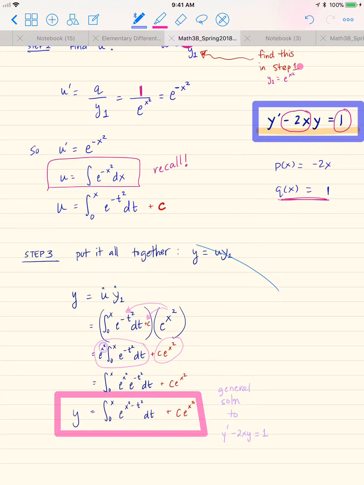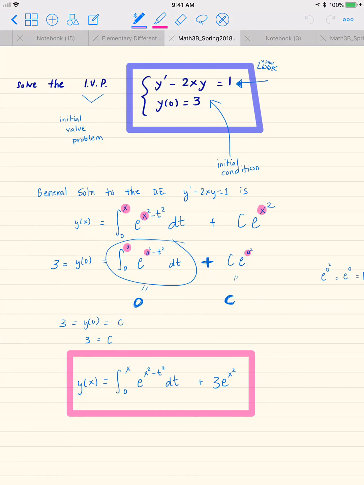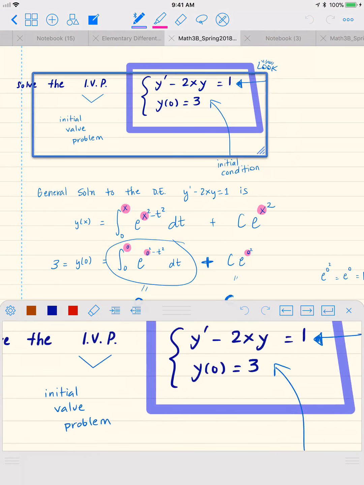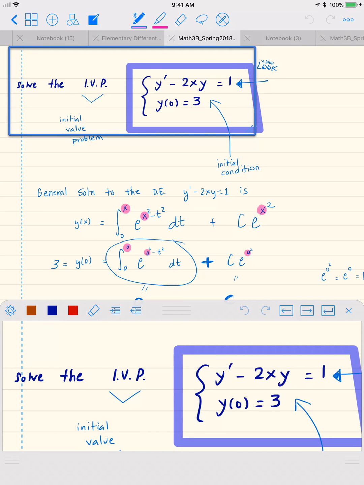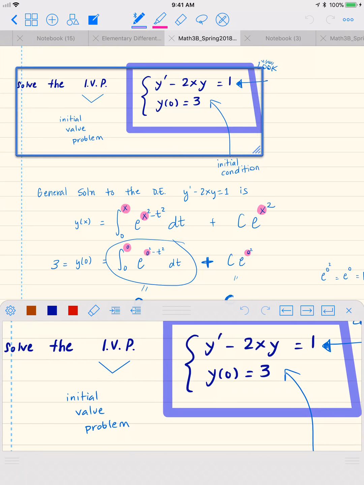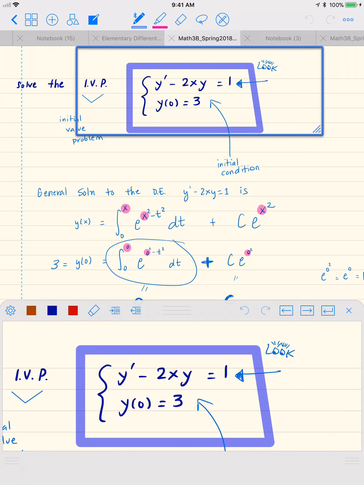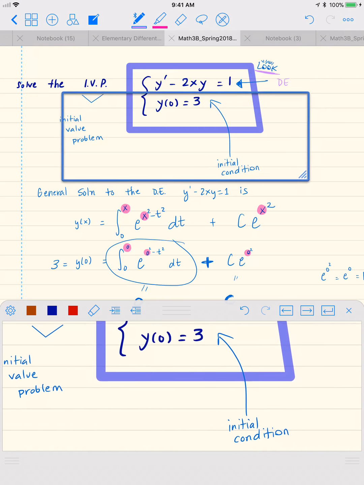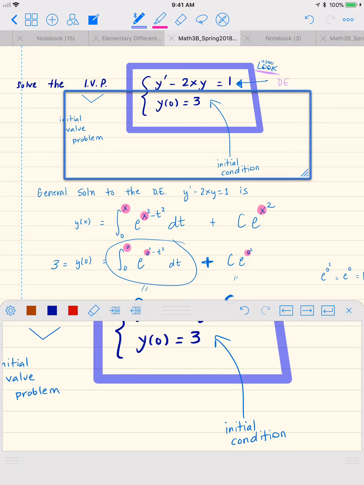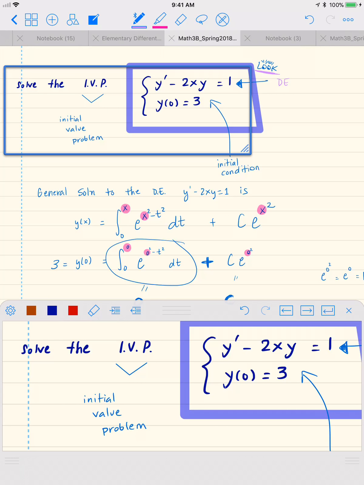Okie dokie. So that's our first example. For the second example, let's look here. The second example is an initial value problem. Solve the initial value problem y prime minus 2xy equals 1. Oh, wait a minute. That should look familiar, right? This is exactly the same differential equation that we solved in the previous example. We have added an initial condition. Our initial condition is we want y of 0 to equal 3. And IVP, just in case you're not sure, stands for initial value problem.